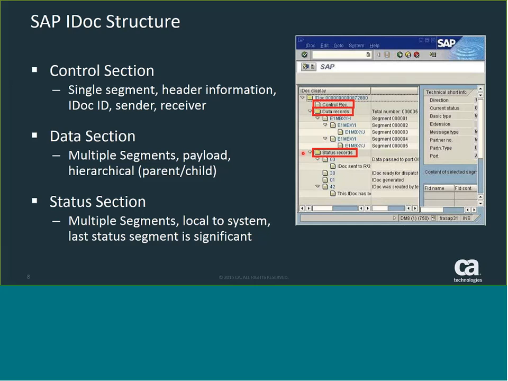The control section has a single segment only. The data section can have multiple segments, even in a hierarchical order, like you can see here in that extended view. The status section can also have multiple segments. Old status records are not discarded, but new status records are added to the existing ones. So you can review the history of the IDoc status by the list of its status records.